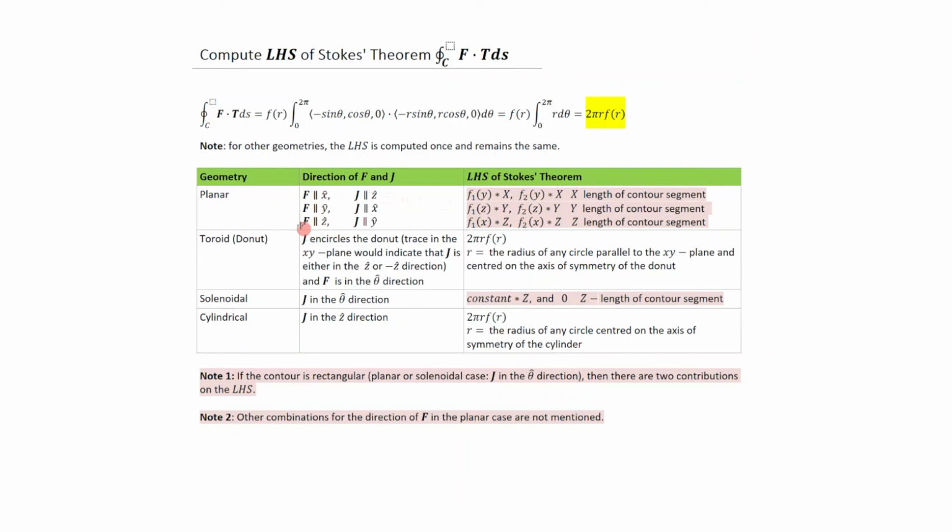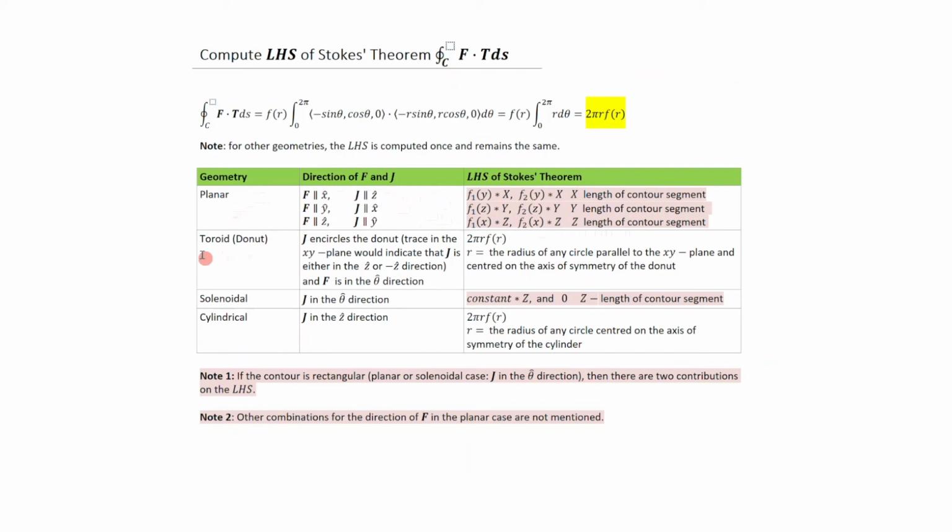And a third option we've chosen here is F parallel to z hat, J parallel to y hat. So in this case, it turns out that the scalar function is a function of x times z, being the length of the contour segment, and then on the other side would be F2 of x, again basically a scalar function to be determined, times the z, the length of the contour. So these are different cases to be considered for the planar geometry.